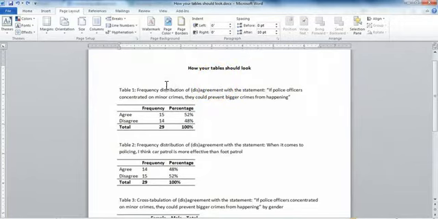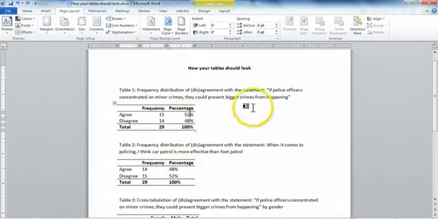Note that the first table is a frequency distribution of one of your key opinion questions. In this case, for the example, it's the frequency distribution of agreement with the statement, if police officers concentrated on minor crimes, they could prevent bigger crimes from happening. Note that we don't have all 4 categories here. They were actually collapsed. The somewhat and strongly agree were collapsed into agree, and the somewhat disagree and strongly disagree were collapsed into disagree. We have the number of people in each category, the total number of people who answered the question, as well as the percentages.